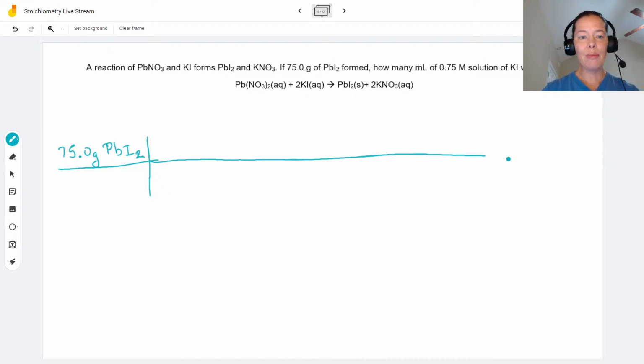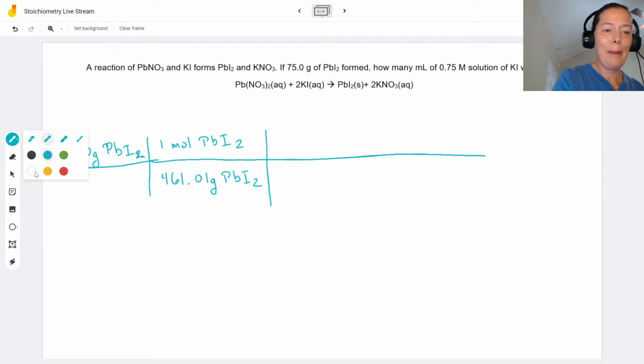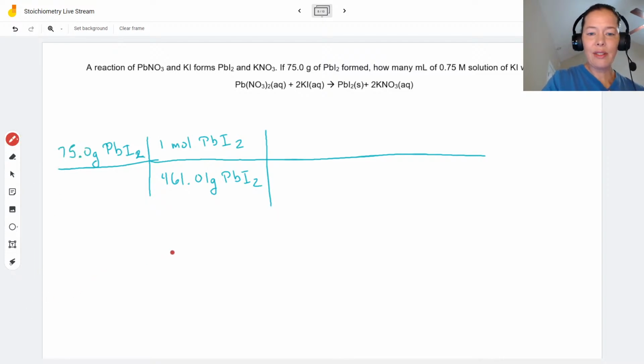Okay, so I've got grams. Let's use molar mass here. So this is going to be 1 mole of lead iodide. And I do have the molar mass. Here we go. 461.01 grams of lead iodide per mole. Yes, it has a very large molar mass. Okay, let's make sure everything canceled like I wanted it. So my grams of lead iodide canceled. Now I've got moles of lead iodide.